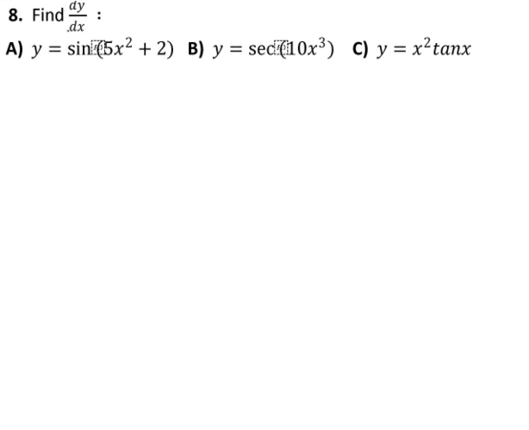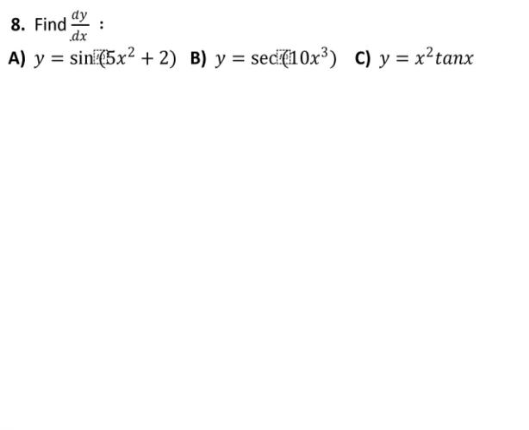Okay, now we want to simply find some derivatives. All right. So we're going on to trig functions. We'll start with a, b, and c in number 8. We know the derivative of sine is cosine, so we just have a simple chain rule here. y prime is cosine of 5x squared plus 2 times the derivative of 5x squared plus 2, which is 10x.